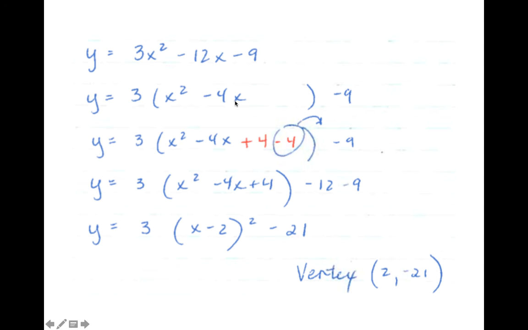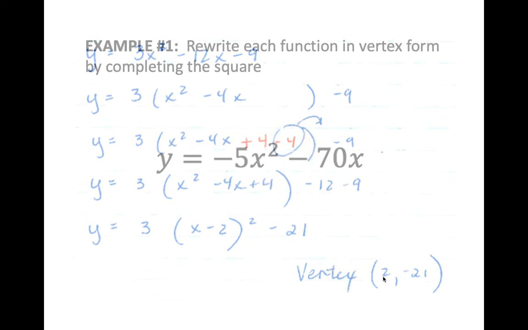Now, look for the number that makes this a perfect square. Divide by 2 and square it. Add that number and subtract it. And we're going to throw the negative number outside, but recall that it must be multiplied by the 3 that's there. So when you move it outside, it becomes negative 12. So let's just clean things up. This came from x minus 2 squared, and this is a minus 21. So my vertex is 2 and negative 21.